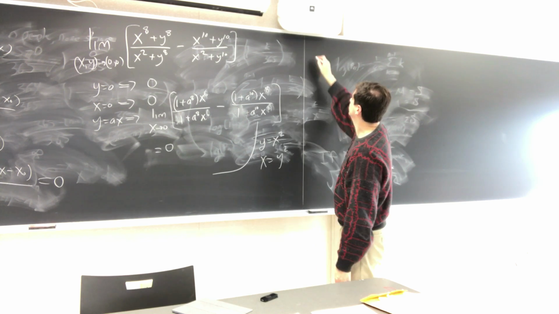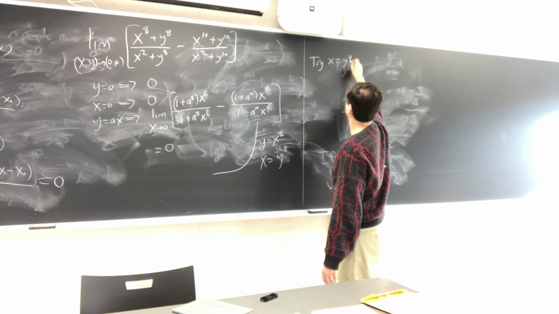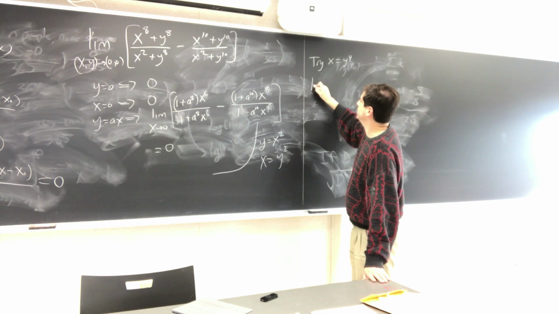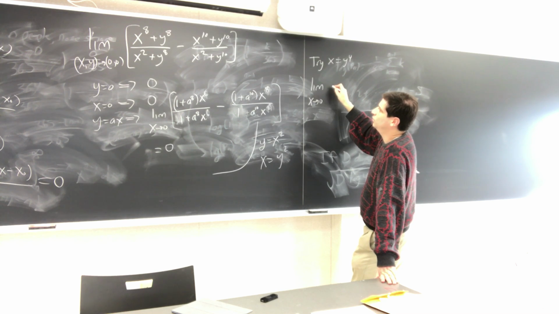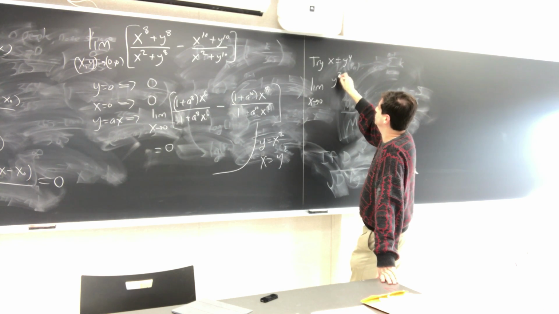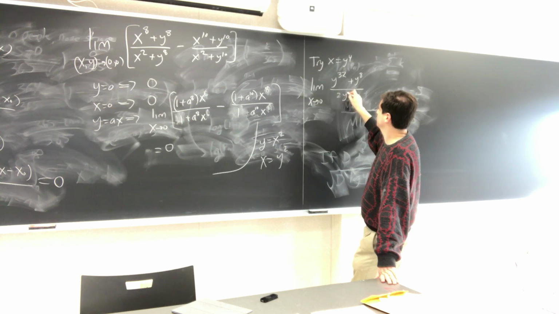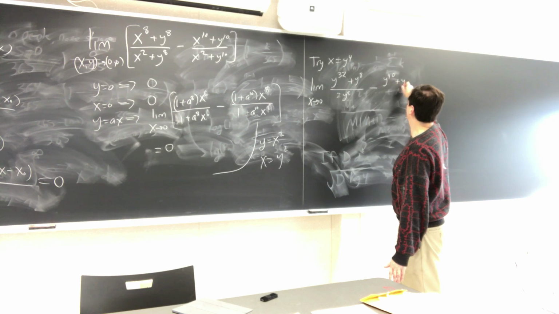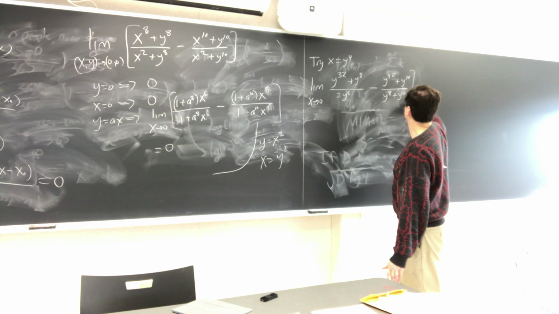But let's try x equals y to the 4th. Let's try that path. This is a quartic. You would then get the limit as y goes to 0. Now for the first piece, x is y to the 4th. We would get y to the 32nd plus y to the 8th over y to the 8th plus y to the 8th, which is going to be 2y to the 8th, minus y to the 40th plus y to the 10th over y to the 8th plus y to the 10th.